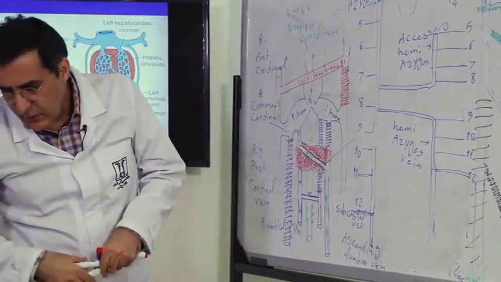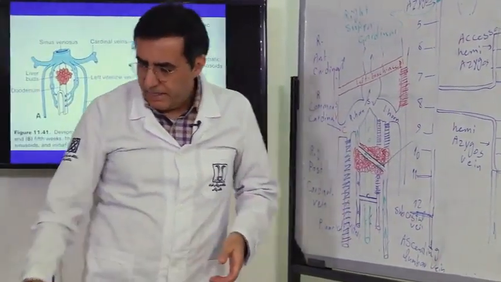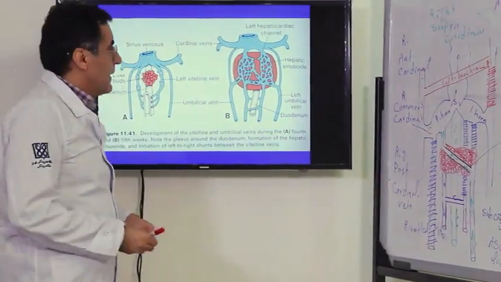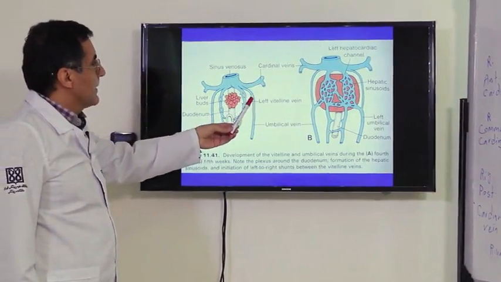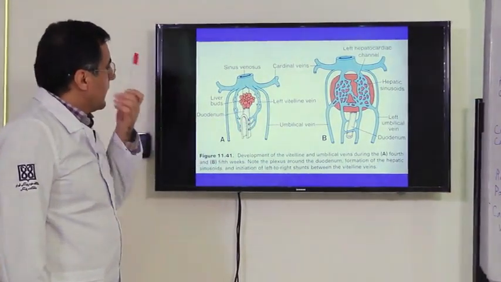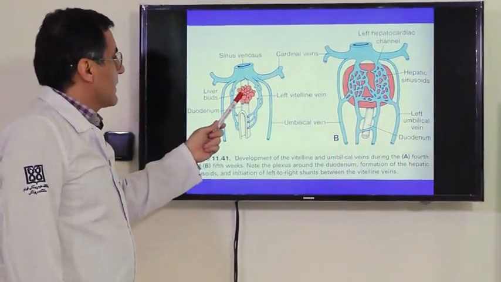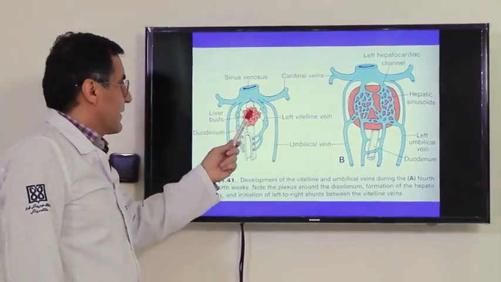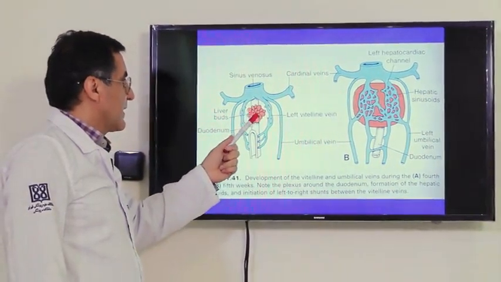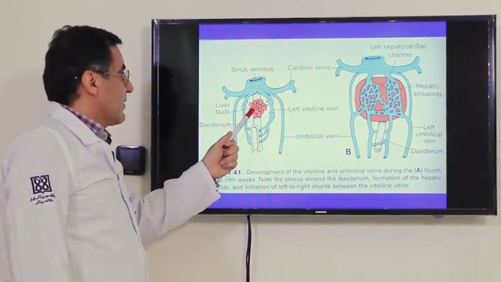Okay, look at some pictures here. We'll review together. This picture shows the development of the portal system. Here is the liver bud. You can see that it develops from the foregut, the future intestines, in the red color.